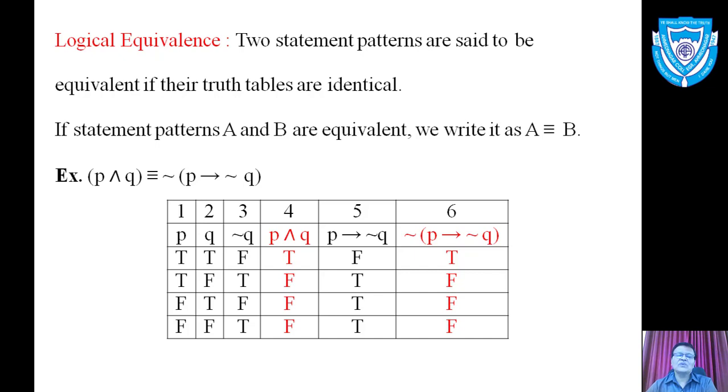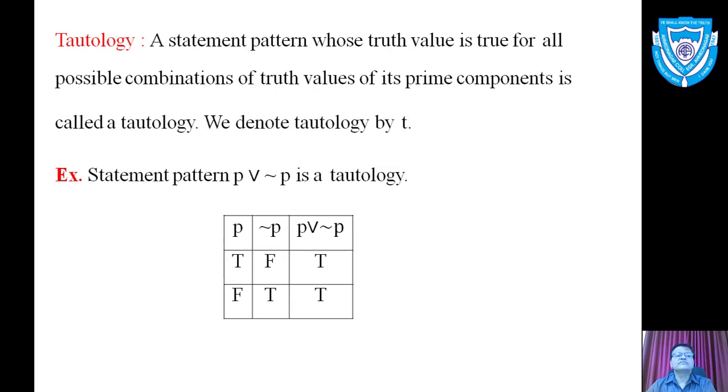Now in the next column I have prepared the column for negation Q. Then in red color, the fourth column shows the truth table for P and Q. Then in the fifth column I have prepared the column for P implies negation Q, and in the last column I have written truth values of negation of the bracket P implies negation Q. And we observe that column number 4 and column number 6 are identical, therefore the given statement patterns are equivalent.